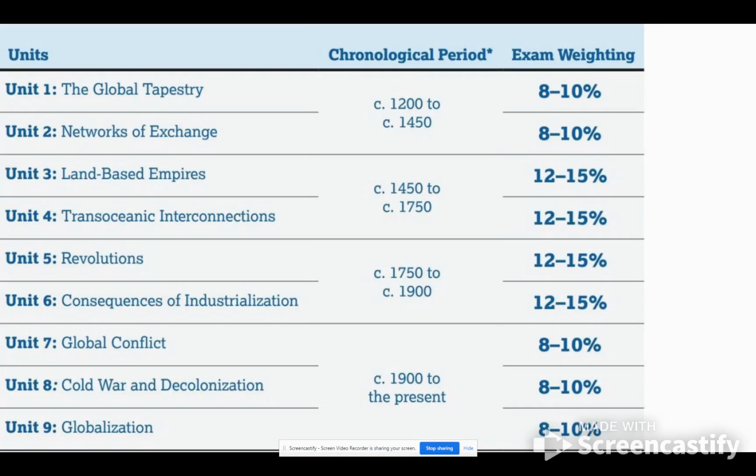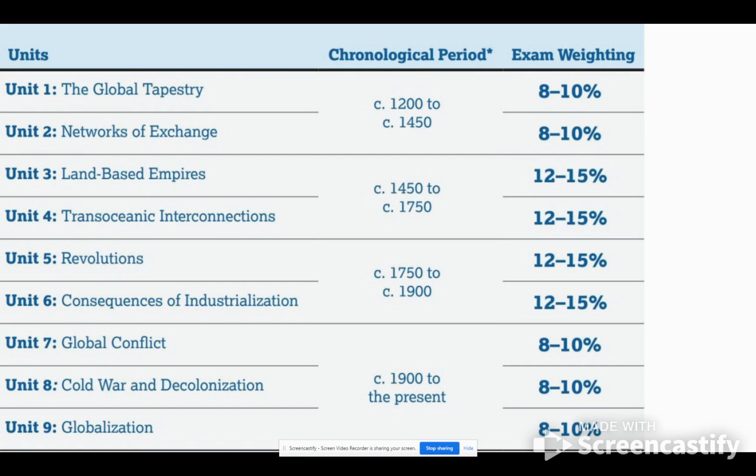Now, 1200 to present really is, like I said, a good chunk of content. We do move at a fairly quick pace. You can see here how the College Board, the AP program, lays out this course in terms of content. Our first 2 units really set the stage. We talk about trade networks, major states and empires in the world between 1200 and 1450. In units 3 and 4, we focus on the formation of empires, both in Europe and Asia and in the Americas, as well as European empires that span the globe.